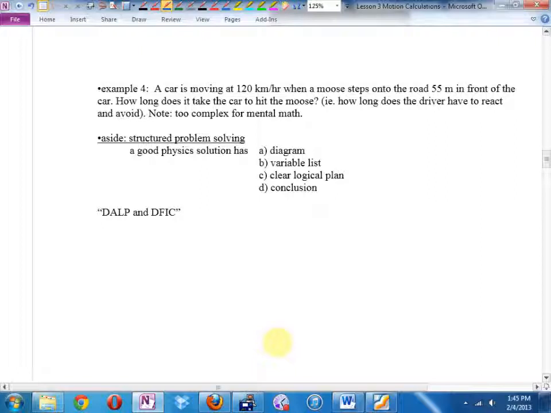A good physics problem has, and I wrote a few things here, and then I put something in quotation marks. DFIC, I've already explained to you. DFIC stands for list your data, find a formula, insert the numbers, crunch the answer. The other acronym I use all the time is DULP, and DULP stands for draw a little picture.